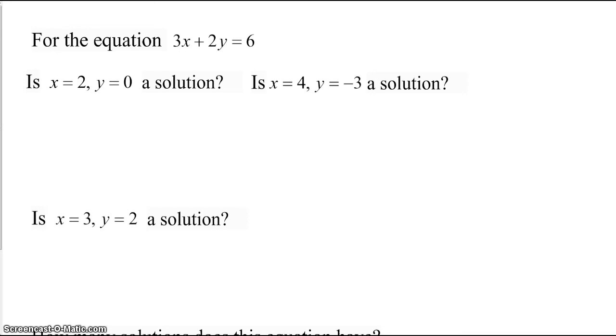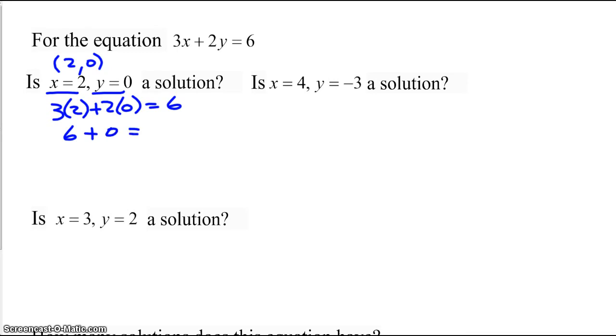So maybe we have this, x is 2 and y is 0. We could write it as a coordinate pair, or we could write it out like this, x equals 2, y is 0. And we're going to plug that in and see whether this is a solution. So we have 3 times 2 goes in for x, 0 goes in for y. That would be 6 plus 0 is 6. 6 equals 6. So actually, yes, this point 2, 0 is a solution. In other words, that particular combination of x and y makes the equation true.